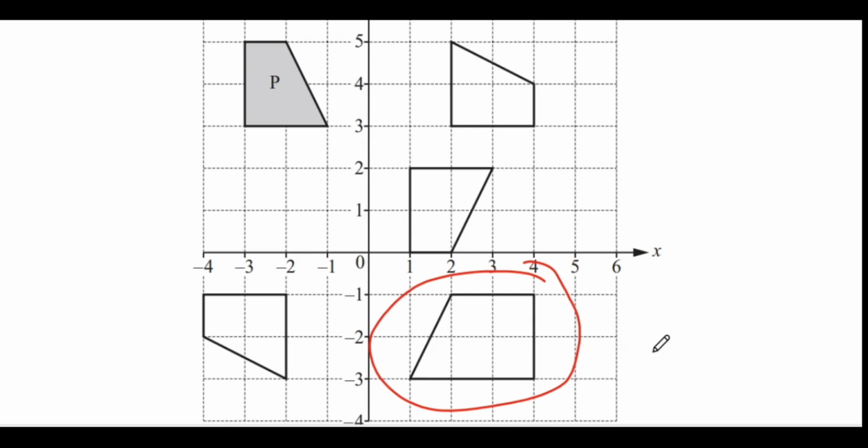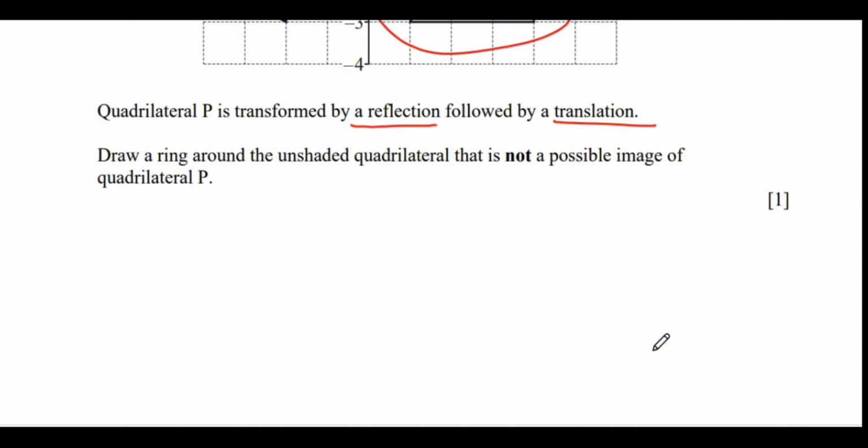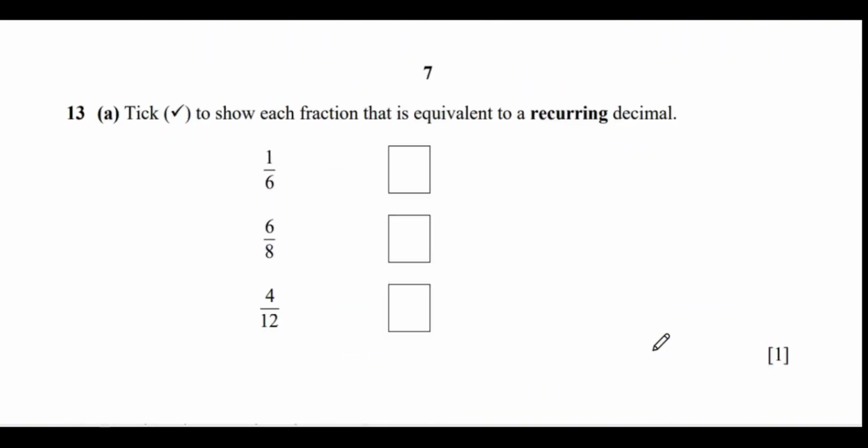Only one side of the shape was enlarged. Okay, so it's not a possible image of the product of P. So move to the next one. They ask us to show each fraction that is equivalent to a recurring decimal. So each one of them is equivalent to a recurring decimal.